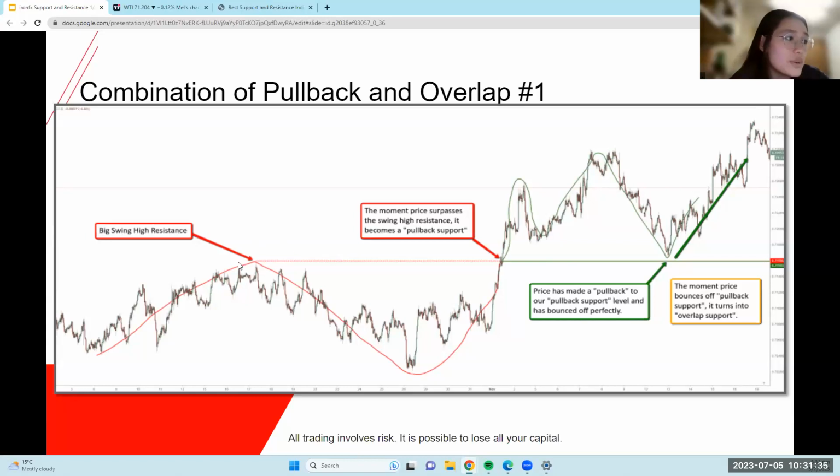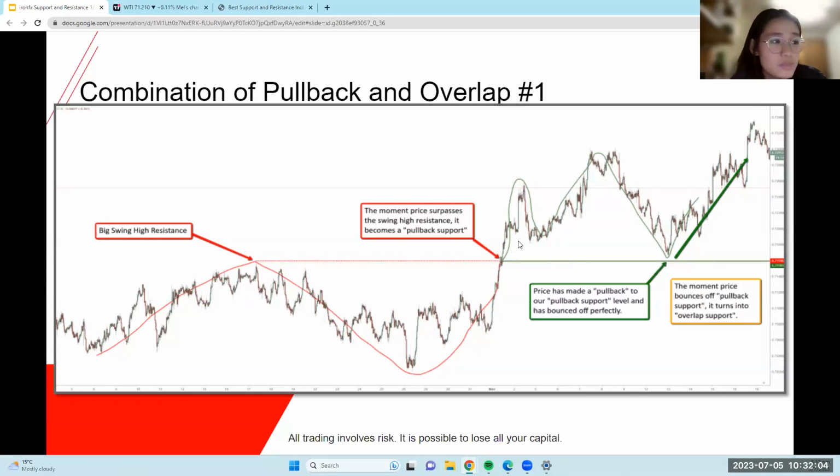We have a swing high resistance, and then it reverses off of this level, retraces back, comes back to this level, and then breaks that swing high resistance. Once it breaks it, it becomes a pullback support. Now we move into the green area. We see price retrace to this level, and then it bounced off perfectly over here.